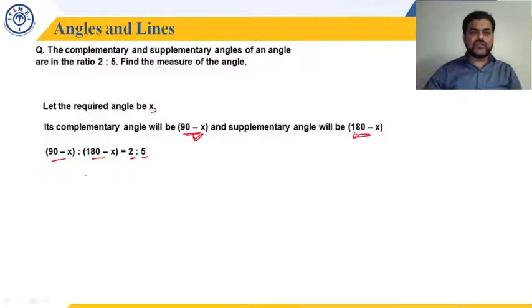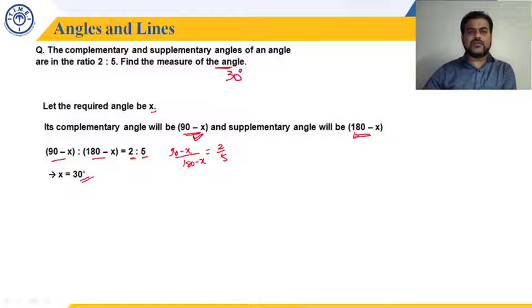So if you solve this, this will become a linear equation. It will become 90 minus x by 180 minus x is equal to 2 by 5. And then you can cross multiply and solve this linear equation to get the value of x. So when you do that, you will get x is equal to 30 degrees. Okay. So what is the measure of that angle? That angle is 30 degrees. Okay. I hope this problem is clear. It's very simple, isn't it?